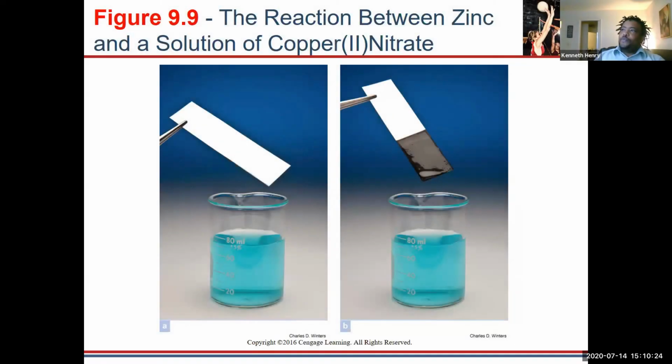Okay, so there's a reaction between zinc and a solution of copper nitrate. So your job is to determine your products as well as balance the equation. And then I want you to give me the conventional, the total ionic, and the net ionic equations.